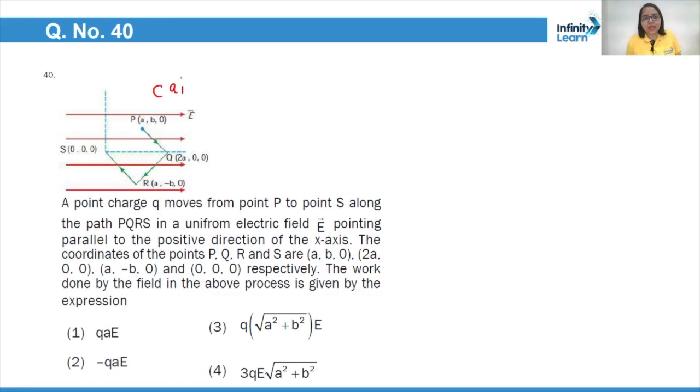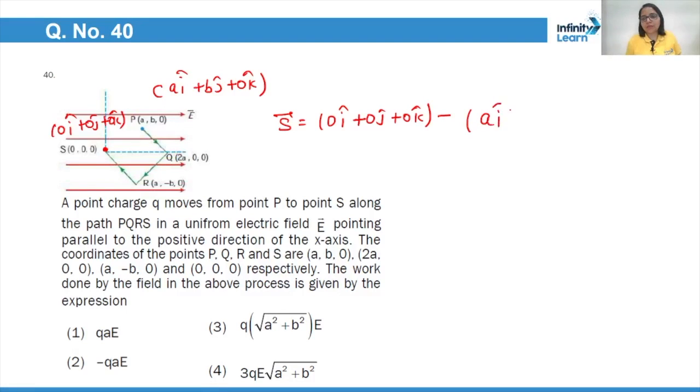So that is A I cap plus B J cap plus 0 K cap. Final point is 0, 0, 0. So it is 0 I cap plus 0 J cap plus 0 K cap. So displacement vector S vector is what? 0 I cap plus 0 J cap plus 0 K cap minus A I cap plus B J cap plus 0 K cap. So it is minus of A I cap plus B J cap.